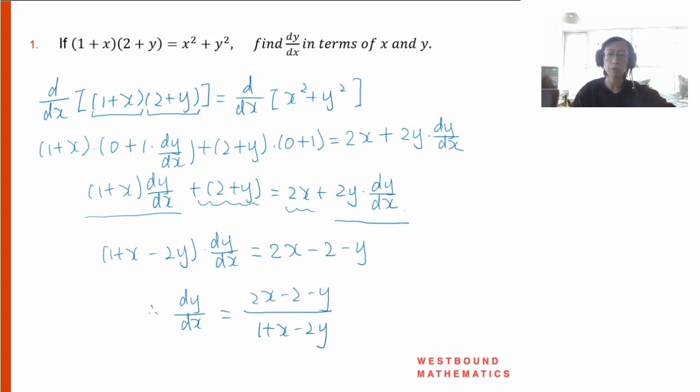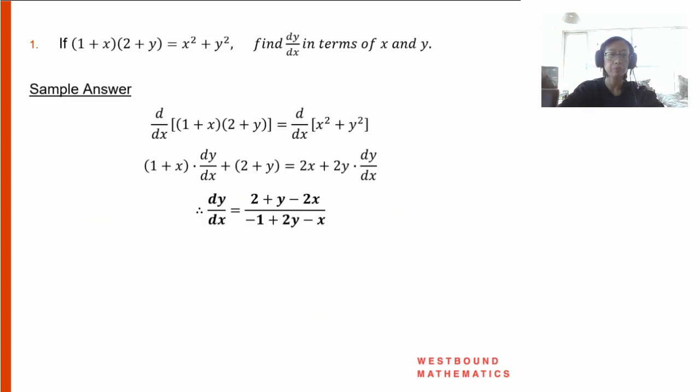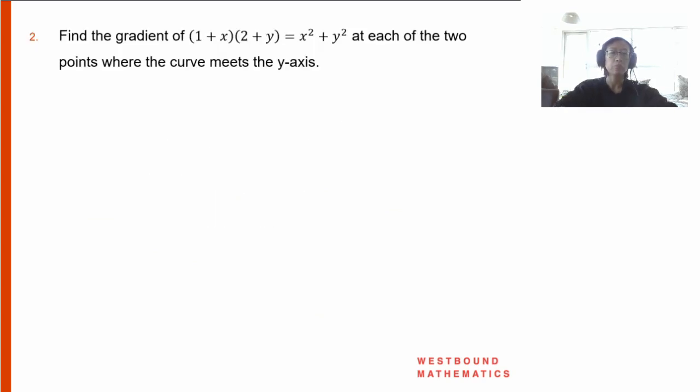Right, so that's part one. Let's move on to part two. Part two says, find the gradient of this function at each of the two points where the curve meets the y-axis. Before we do that, let's ask ourselves, what is the condition necessary for the curve to meet the y-axis? So let's just draw a very crude axis here.